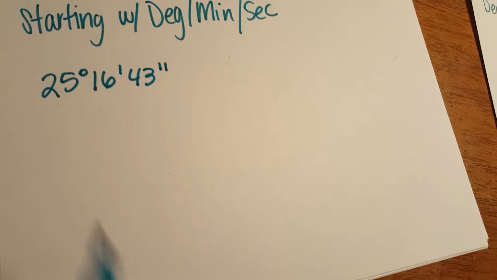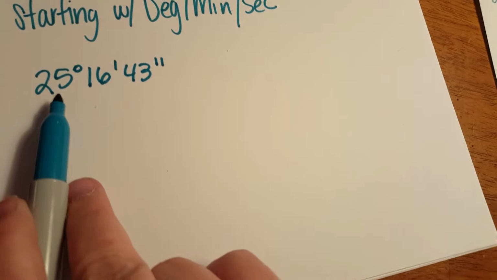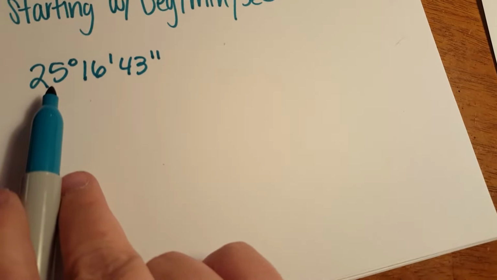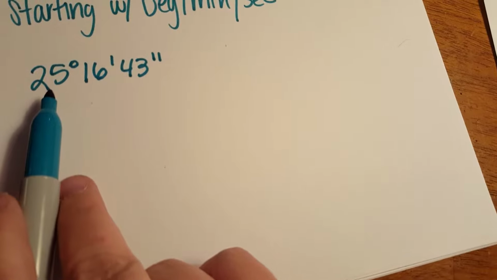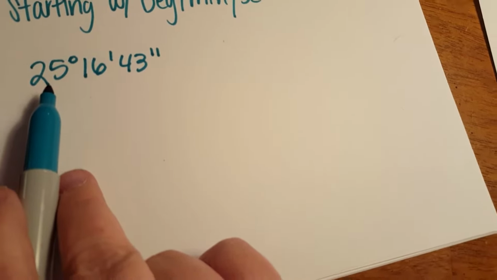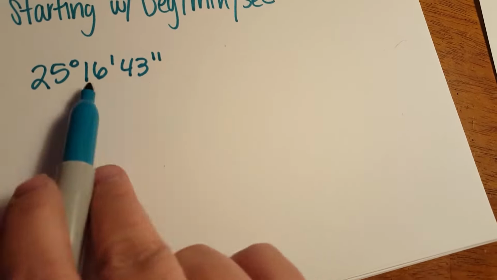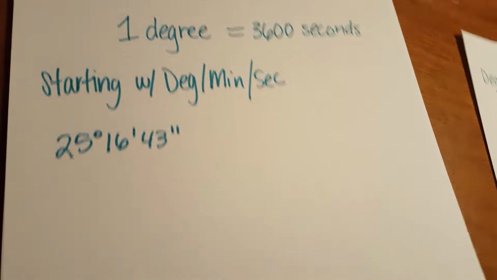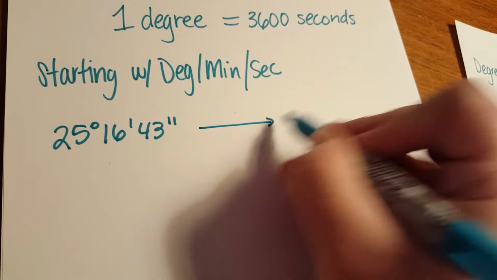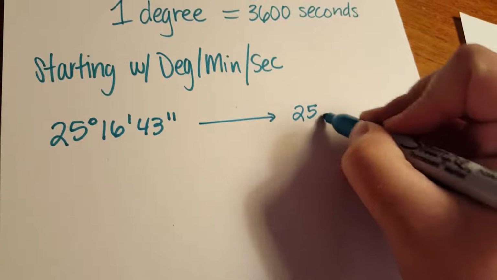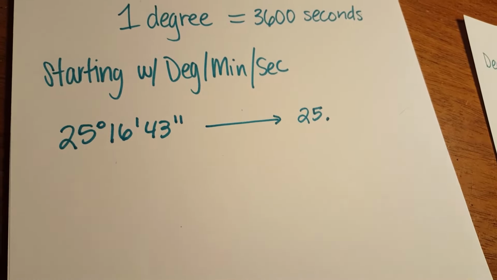Now don't forget, it's going to start with 25. It's going to be 25 point something degrees. Because if we have 25 whole degrees, that part doesn't get converted. It's just these extra little bits of a degree that get converted. Okay, so I know it's going to be 25 point something. Here's how I find out the point something.